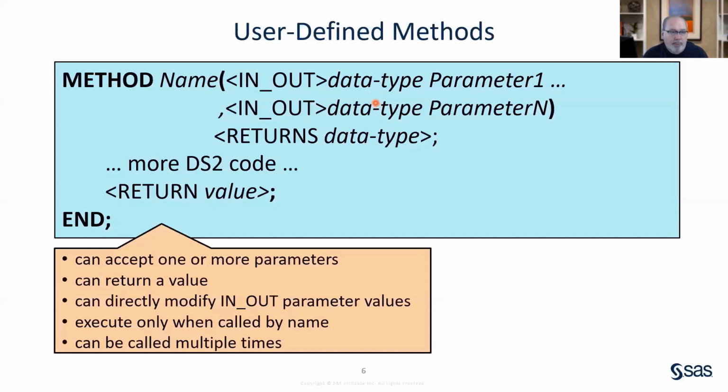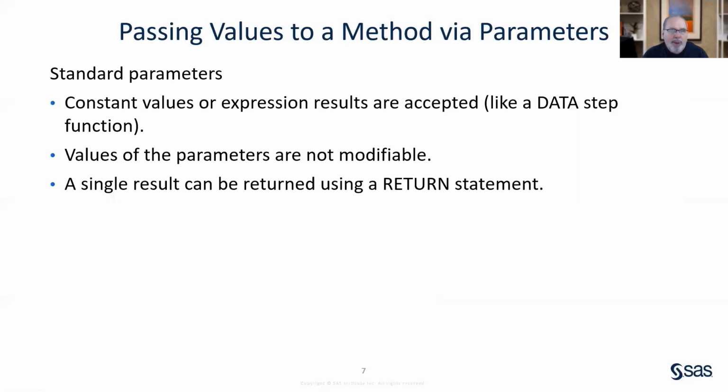Now, these standard parameters can be passed in either as a constant value or as an expression that resolves to a value. That expression could be the name of a variable, or it could even be a formula of some sort that produces the value. And these work a lot like data step function parameters. Now, the value of one of these standard parameters is not modifiable. In other words, you could take the value in, but you can't pass it back out because it could have been a constant. You can't write to a constant.